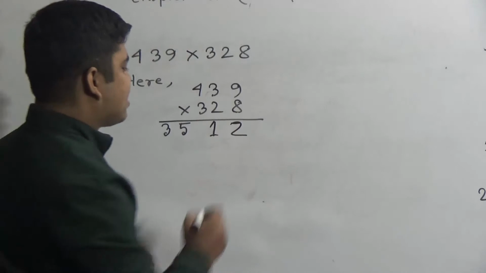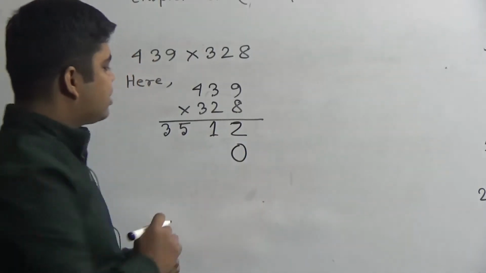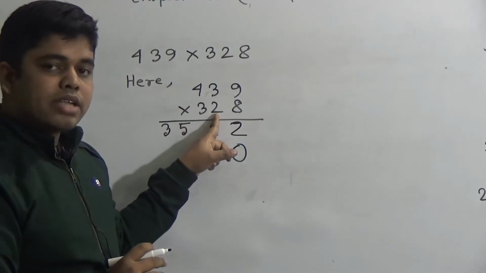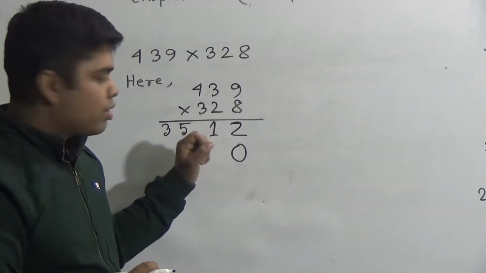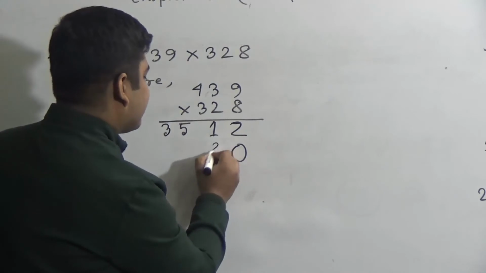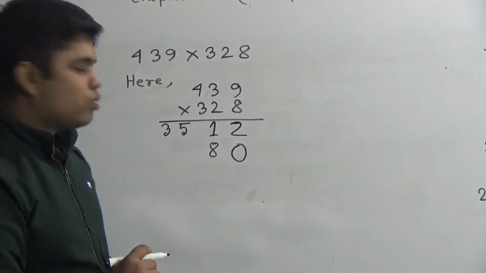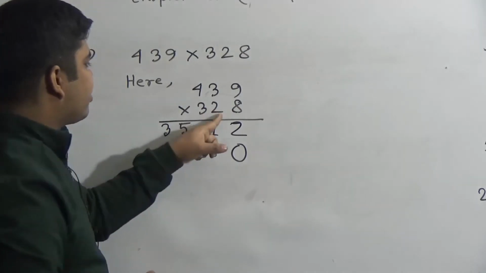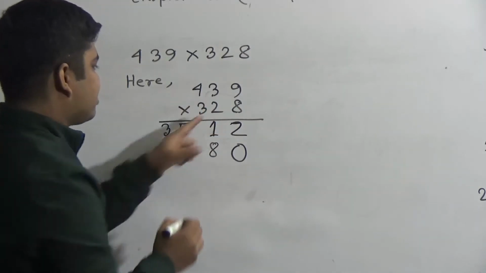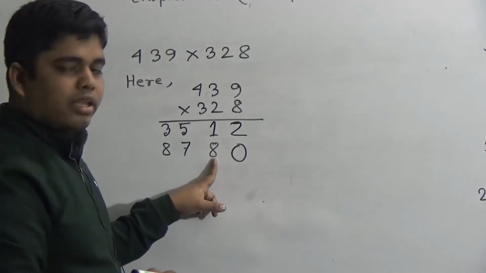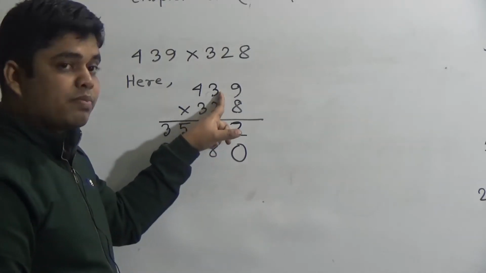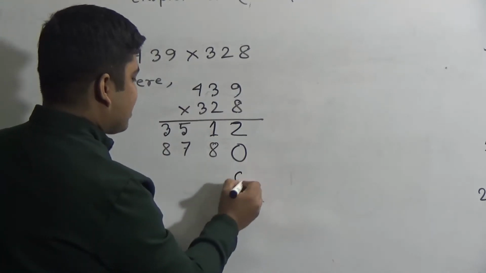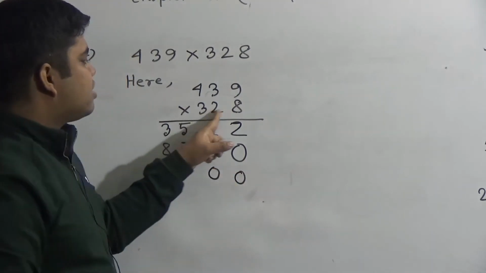As ones place is done, I write here 0. Then I multiply this 439 by this tens place digit which is 2. So 9 twos are 18. Carry 1. 3 twos are 6, plus 1, 7. Then 4 twos are 8. I repeat. 9 twos are 18. Carry 1. 3 twos are 6 plus 1, 7. 4 twos are 8. Then ones place and tens place digit done.